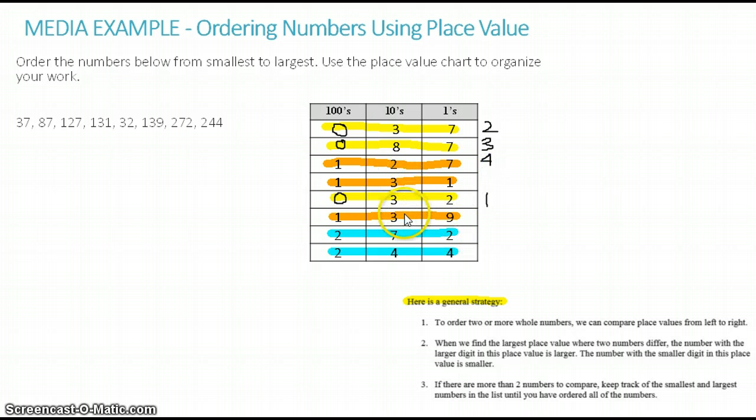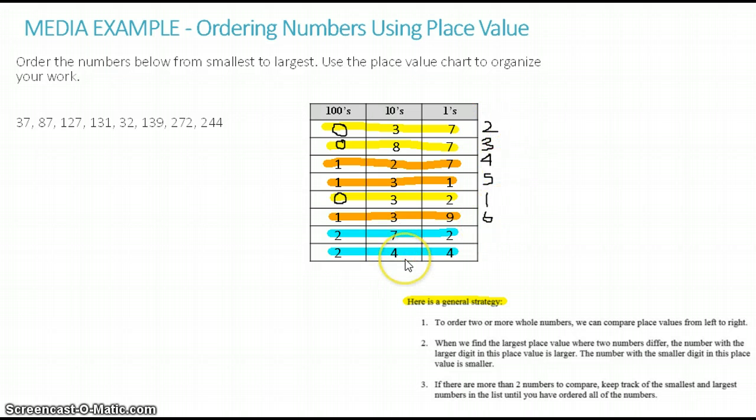And now we can compare the two remaining orange numbers. This is 31, this is 39. Since 1 is less than 9 in the units place, this will be our fifth number, and this will be our sixth number. So we're making great progress here. We have 6 of the numbers ordered.